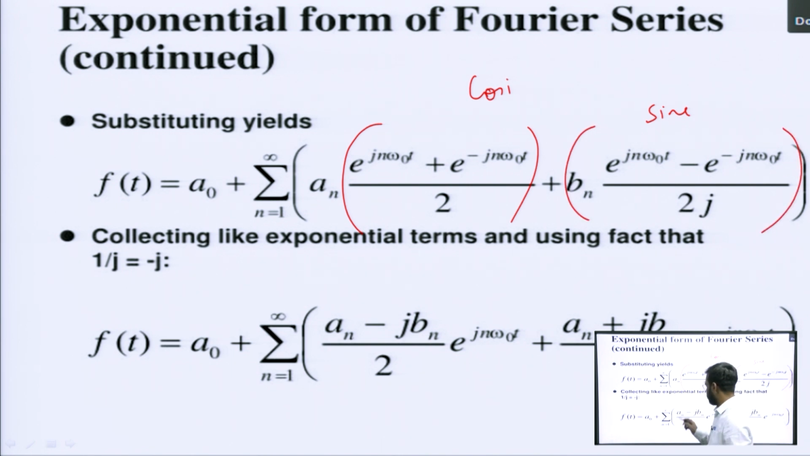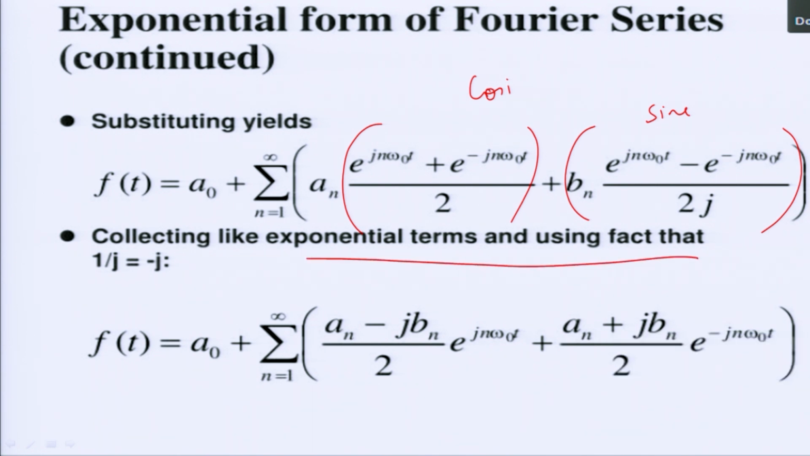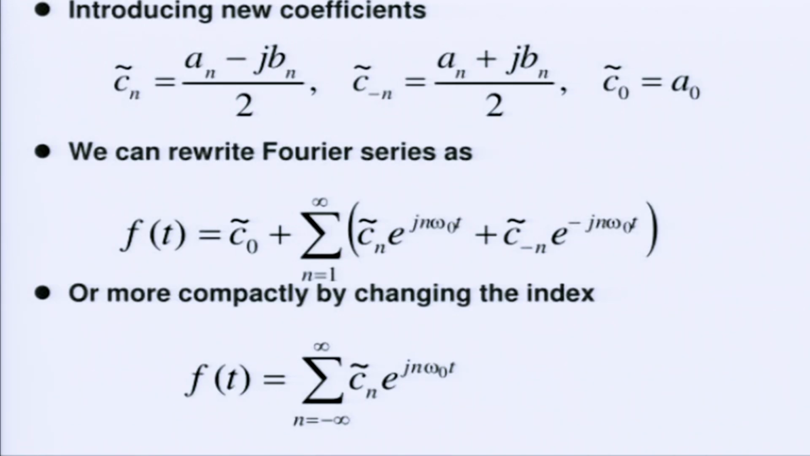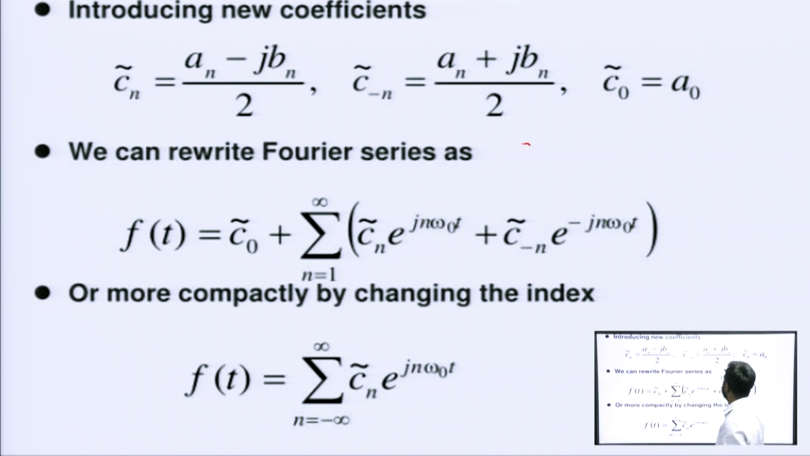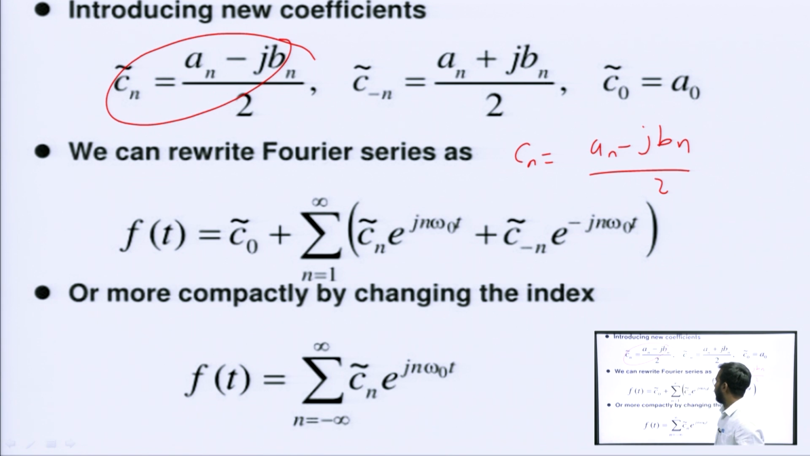So, what have we got? Now collecting the similar exponential terms, the positive j omega naught t terms together and the negative ones together, we will get it like this: a n minus j b n by 2 times e to the power j n omega naught t, plus a n plus j b n by 2 times e to the power minus j n omega naught t. From here we have one new value: C n is equal to a n minus j b n by 2. This is C n.